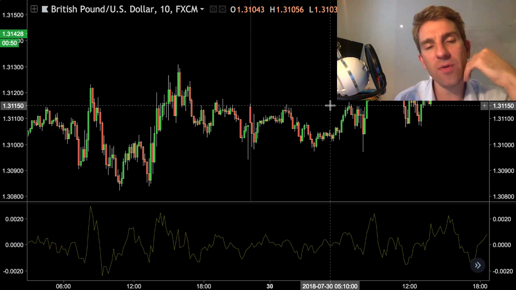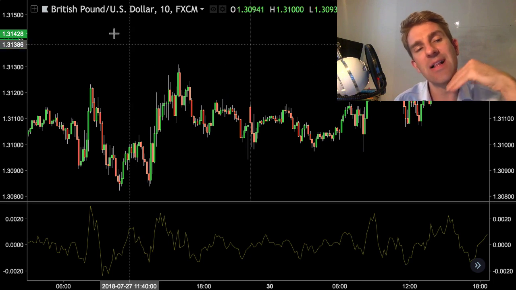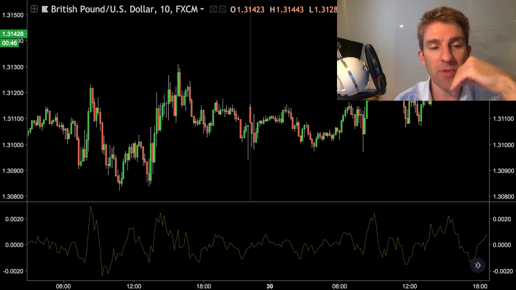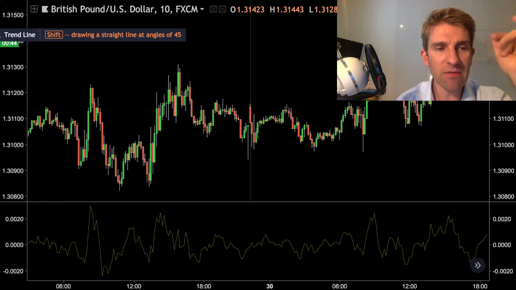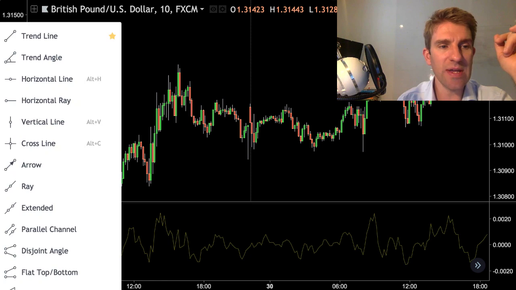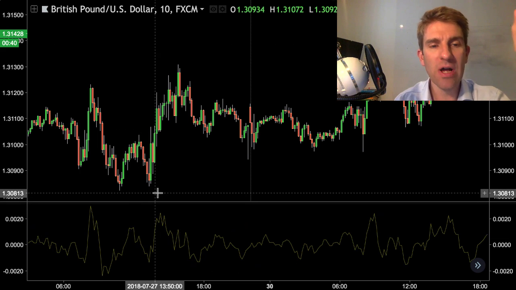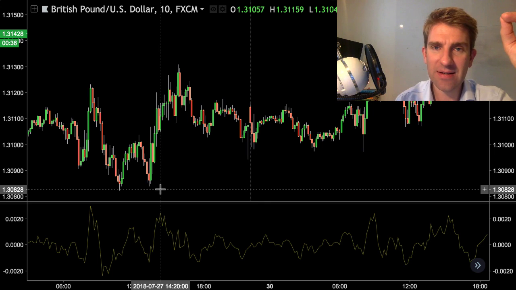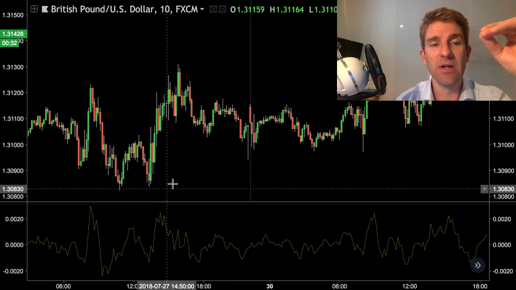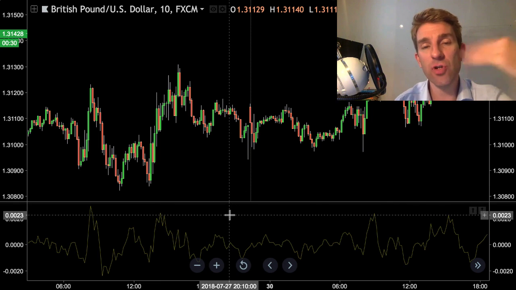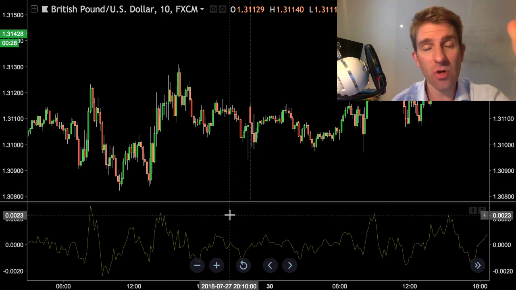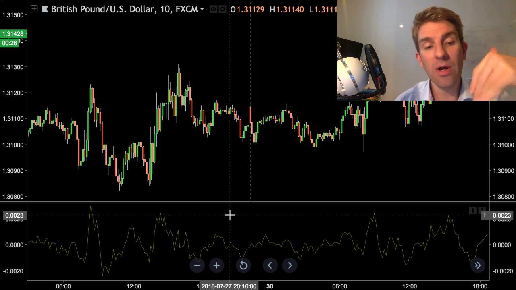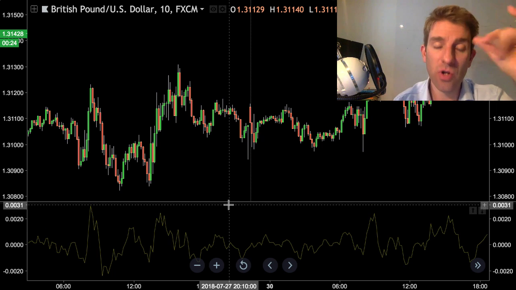Let's talk about the rules. Let's talk about the entries, the exits, and see exactly what we've got going on here. Okay, so the idea of this is that we are looking for divergence in price against momentum. Divergence is when price makes a new high, but the indicator does not. Or price makes a new low, but the indicator does not.